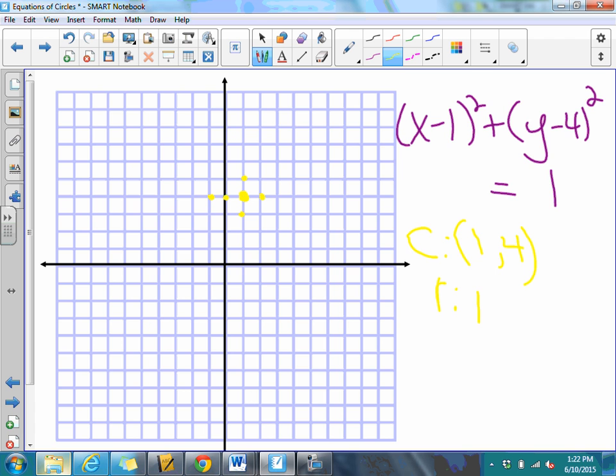Oops, sorry. And draw my little circle. It should be a little circle because there's a radius of 1. Questions, ladies and gentlemen?